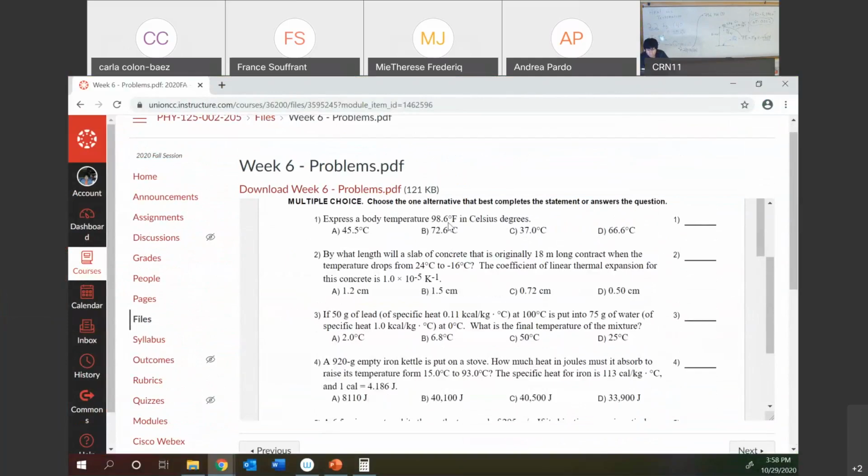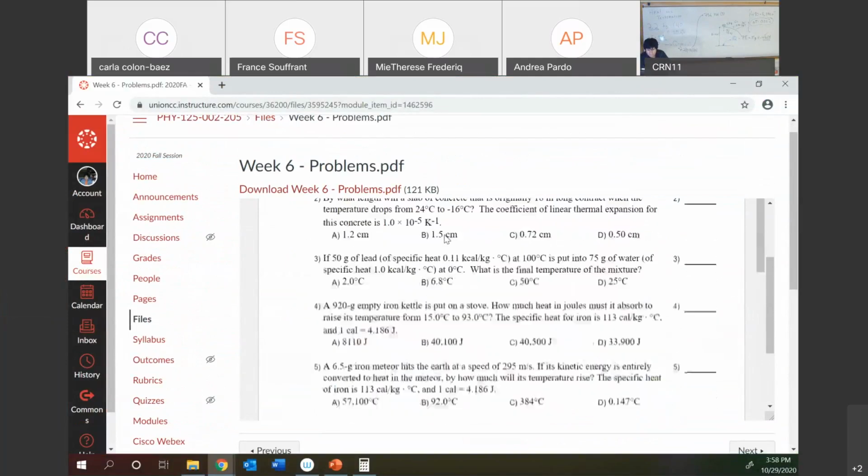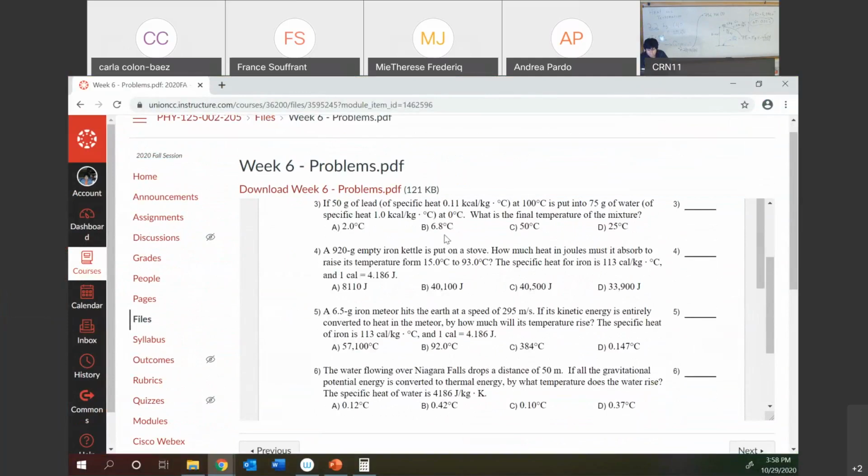So there's a problem here. This is it. Change from Fahrenheit to Celsius, so that's fine. There it is. That's a good one. And actually it's very realistic. A 6.5 gram iron meteor. Normally asteroids and meteors are made of rock and metals like iron. So that's good. It hits the Earth at the speed of this.